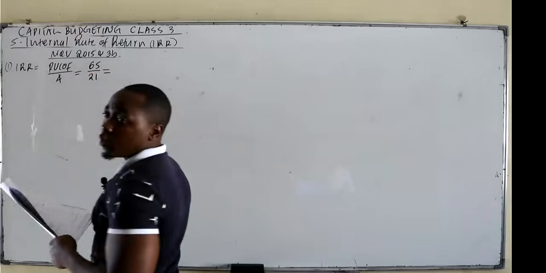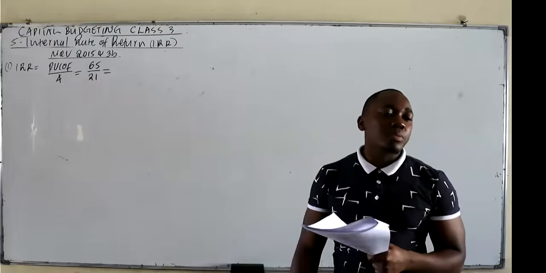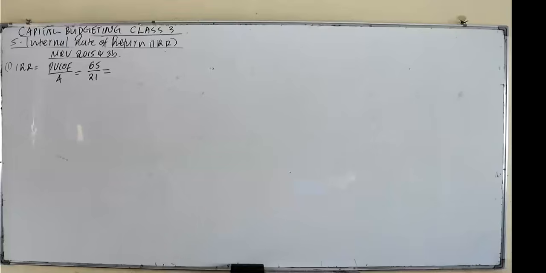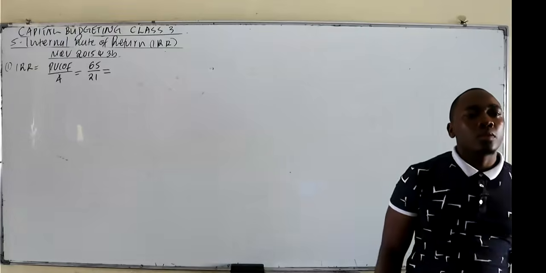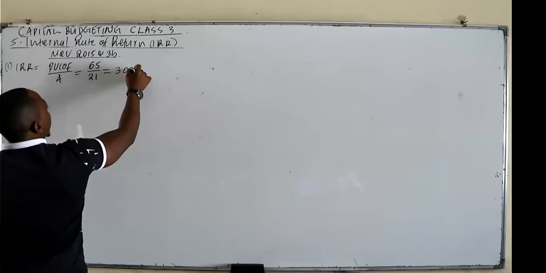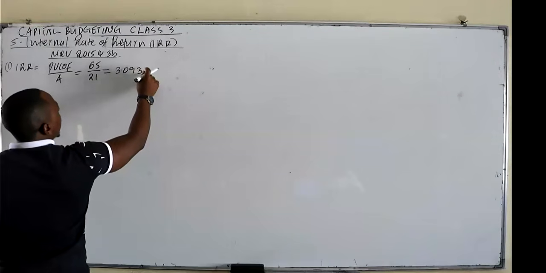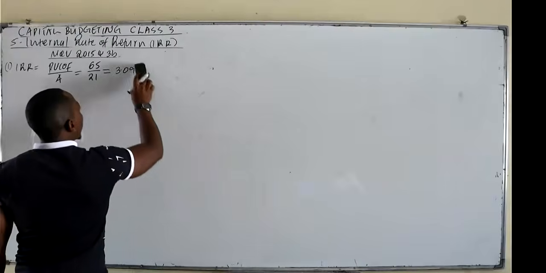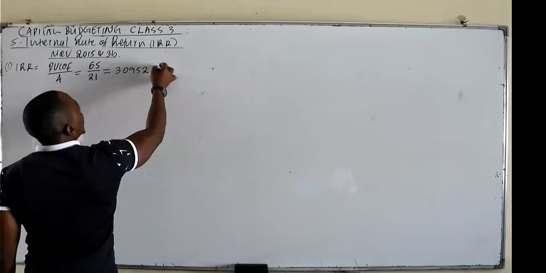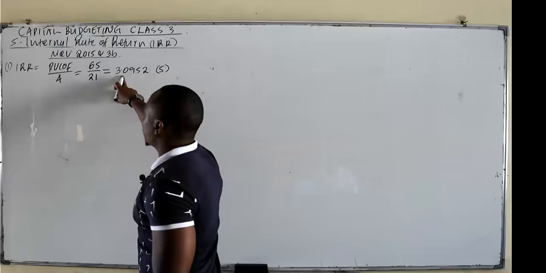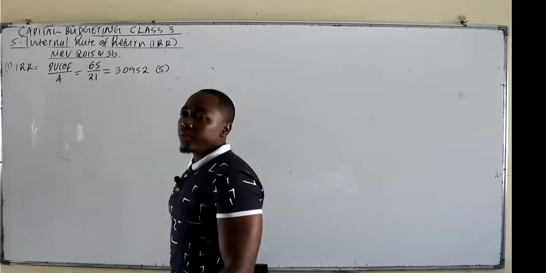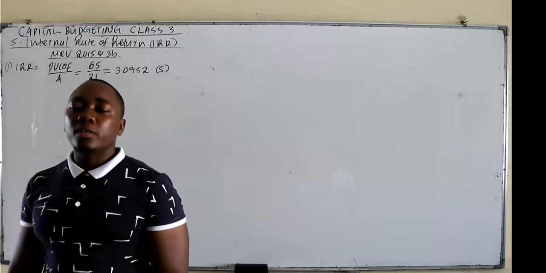So give me that into 4 decimal places. 0.0952? 3.0952. Then the project was for 5 years. Now, this is not the internal rate of return. So to get the internal rate of return, the project was for 5 years. Let's go to the annuity table.